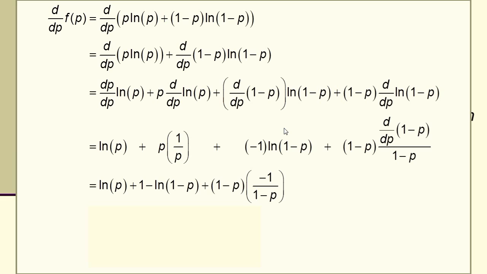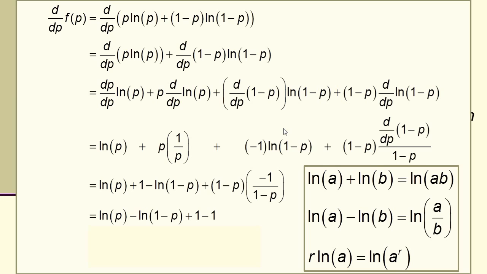Now let's simplify. We get the natural log of p plus 1. Remember, p is between 0 and 1, so it's not 0 or 1. And then we subtract the natural log of the quantity 1 - p. And then we've got (1 - p) times (-1 over 1 - p), and the 1 - p's cancel. I get the natural log of p minus the natural log of (1 - p) plus 1 minus 1. And I'm going to use now the laws of logarithms, properties of logarithms. The sum of the natural logs is the log of the product. The difference of the natural logs is the log of the quotient. And r ln a is equal to ln of a to the r power. And notice that that gives me a final result of the natural log of p over 1 - p.